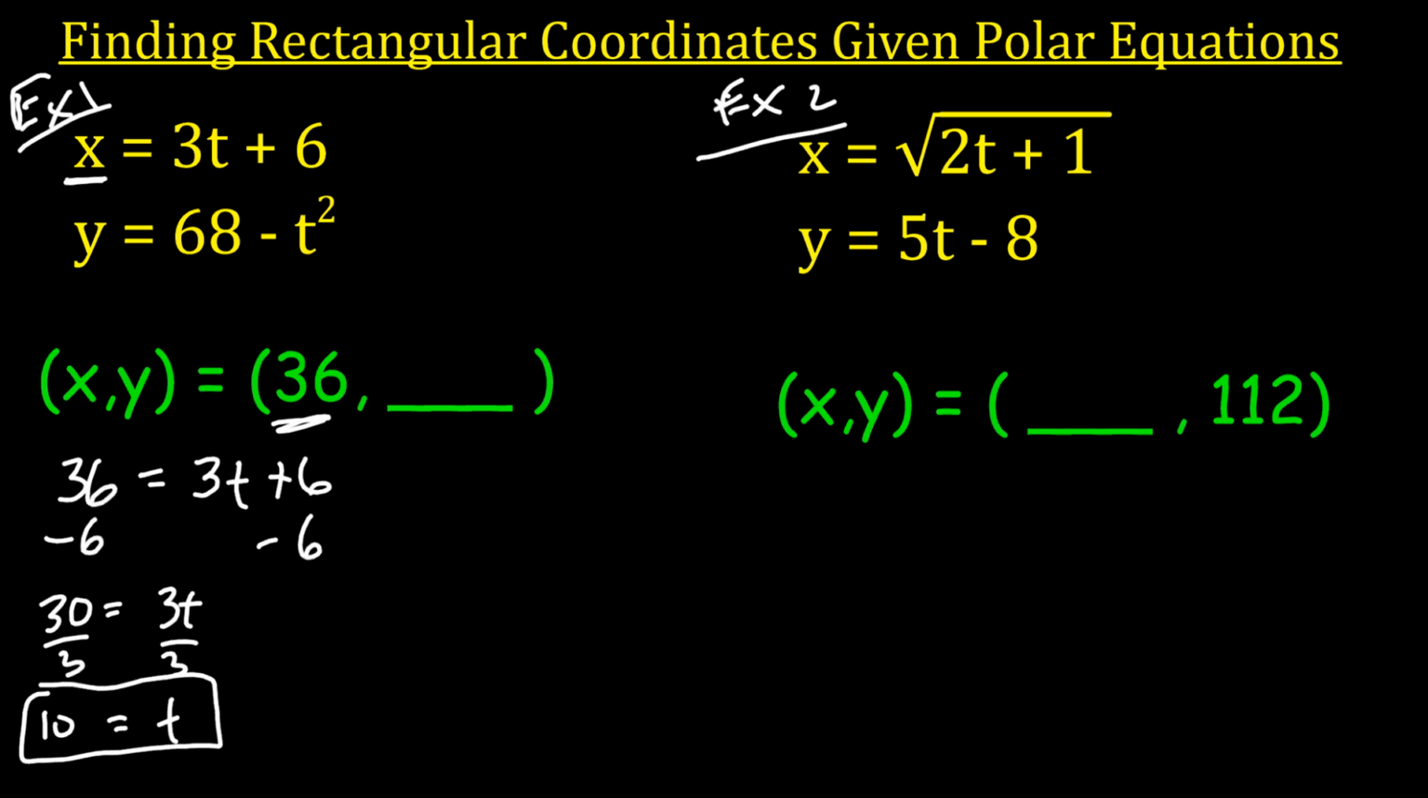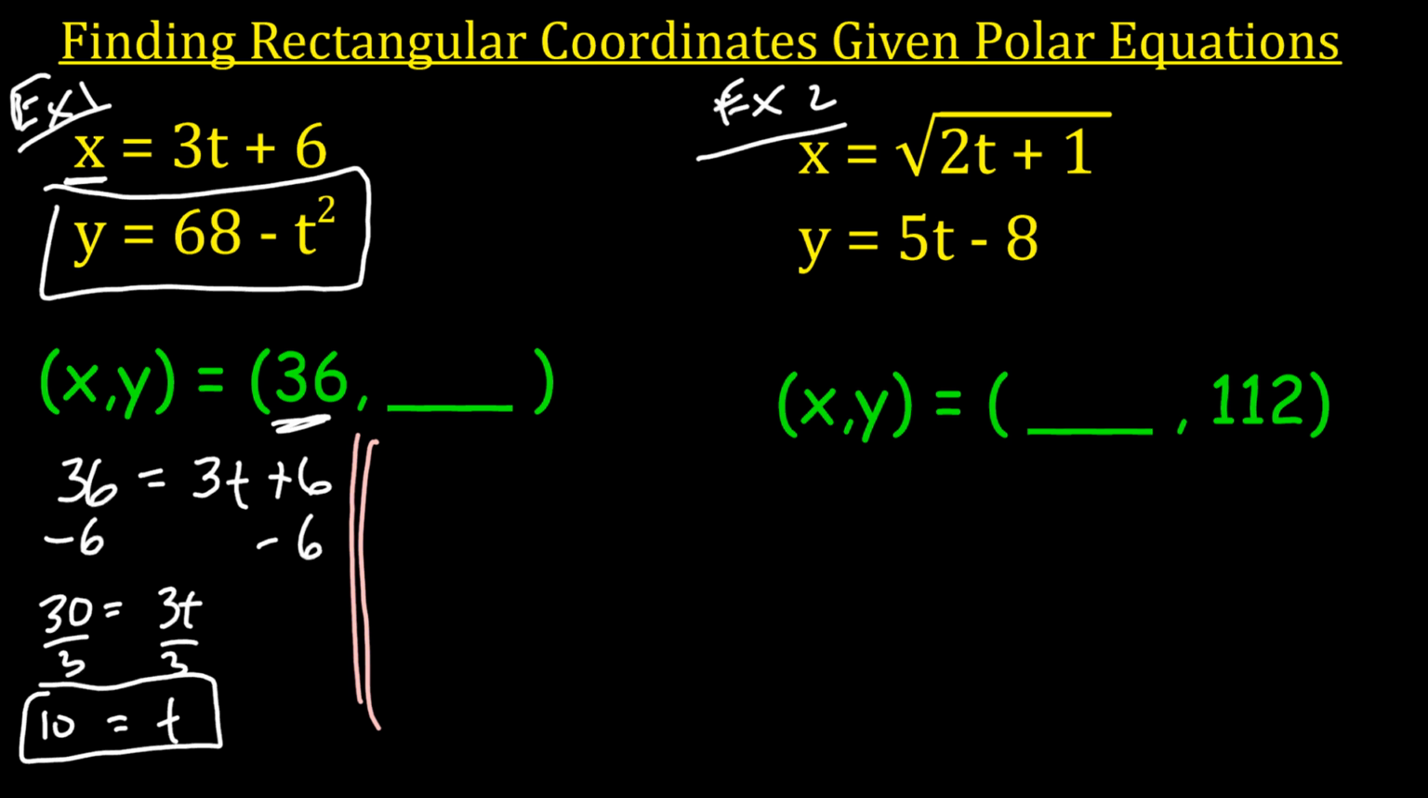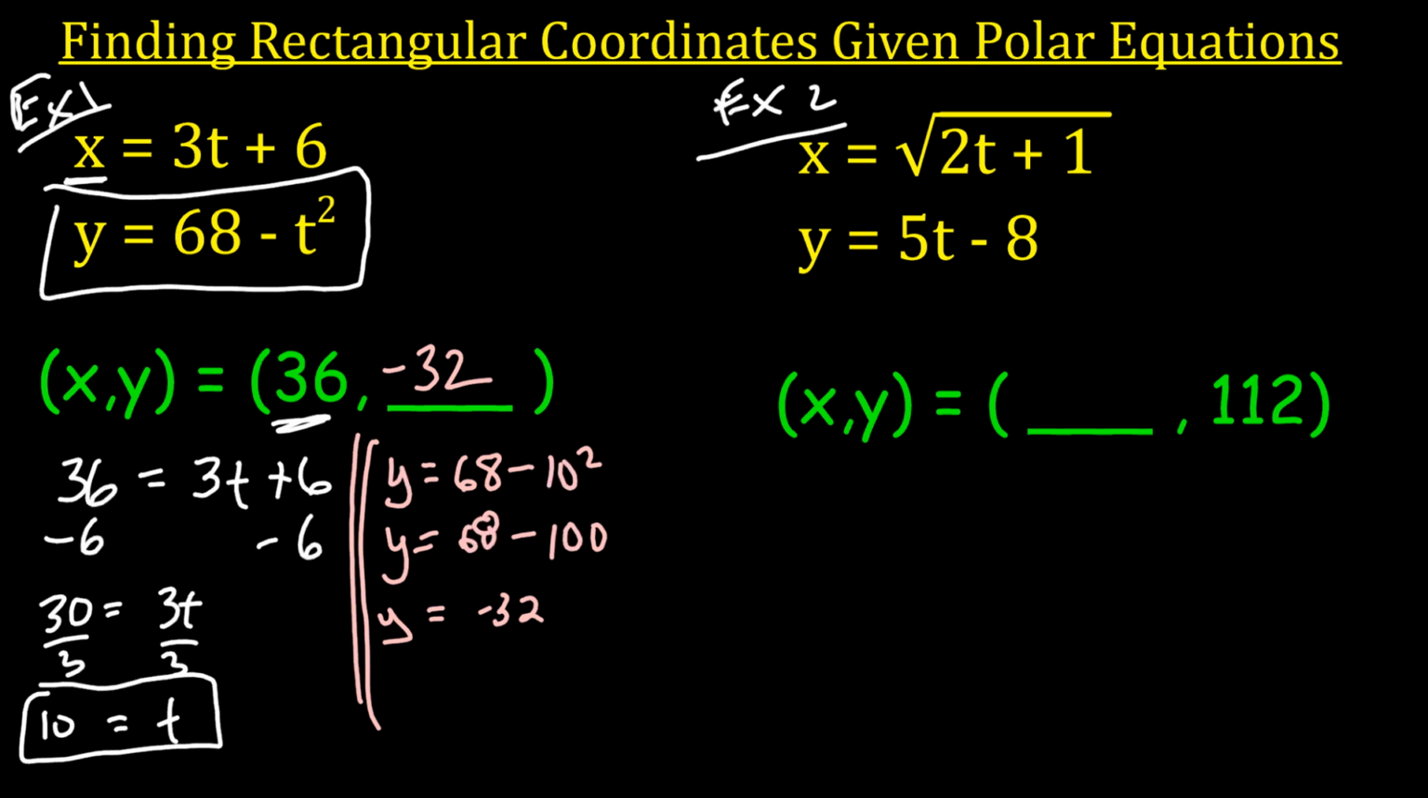So now, into the y equation, we plug 10 in for t. It's going to be y equals 68 minus 10 squared. Well, 10 squared is 100, so it's 68 minus 100, which is negative 32. So when x is 36, y is going to be negative 32.